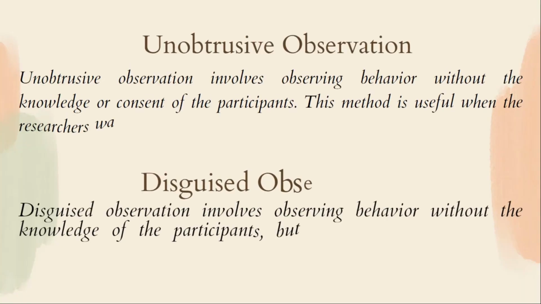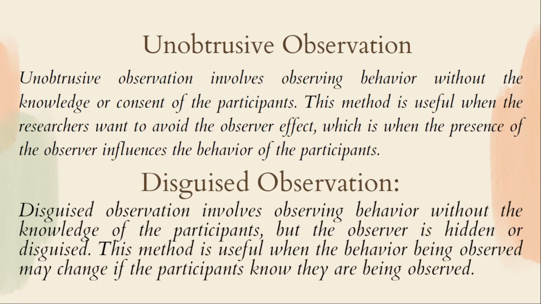Next is unobtrusive observation. Unobtrusive observation involves observing behavior without the knowledge or consent of the participants. This method is useful when the researchers want to avoid the observer effect, which is when the presence of the observer influences the behavior of the participants. For example, an observer may want to study the amount of litter in a park by counting the number of cigarettes, bird droppings, or food wrappers left behind. Or another example is studying the popularity of a particular product by analyzing sales data.